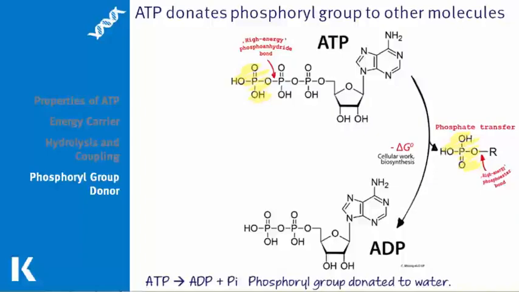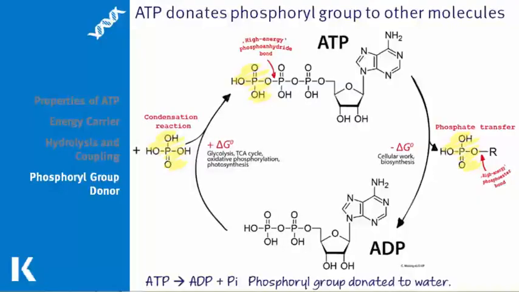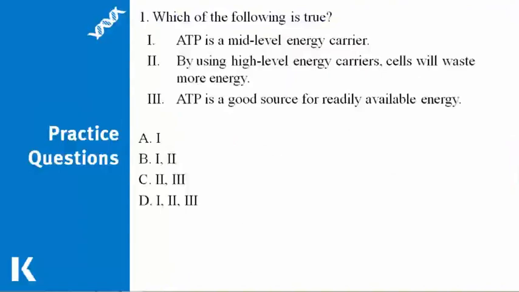Since it's so critical that we have an adequate supply of ATP on hand for phosphorylation and hydrolysis, we have to constantly remake it. So you can think of it as a cycle. We're constantly going from ATP to ADP and back again. Now let's apply some of what we've discussed through some practice questions. This one's about general characteristics of ATP. Go ahead and select what you think is the right answer choice.